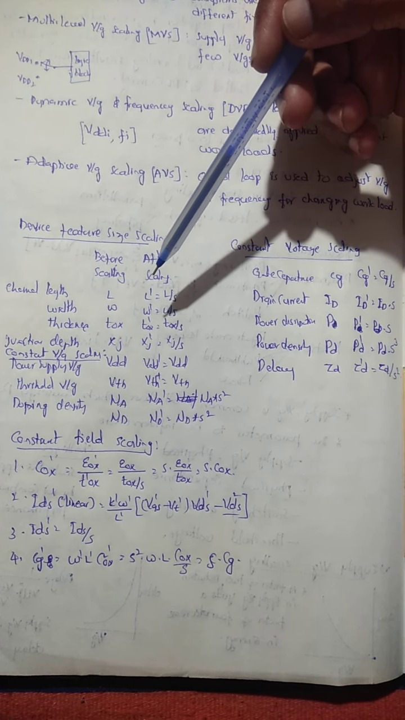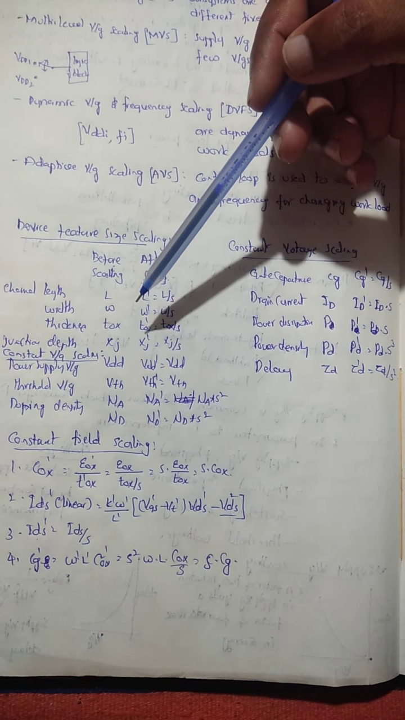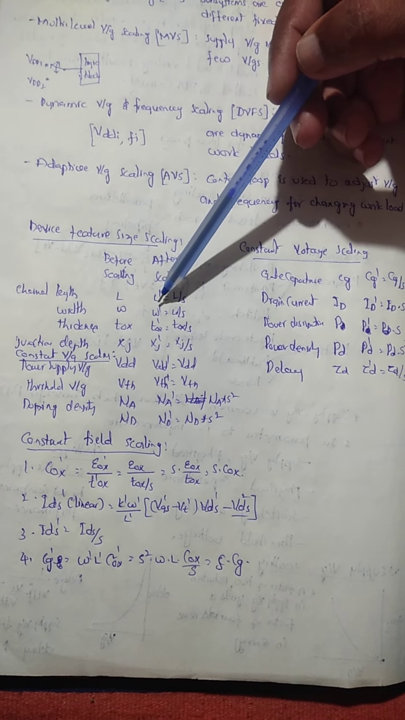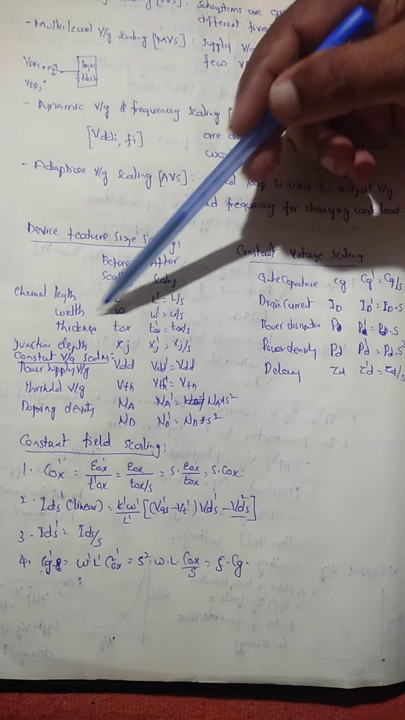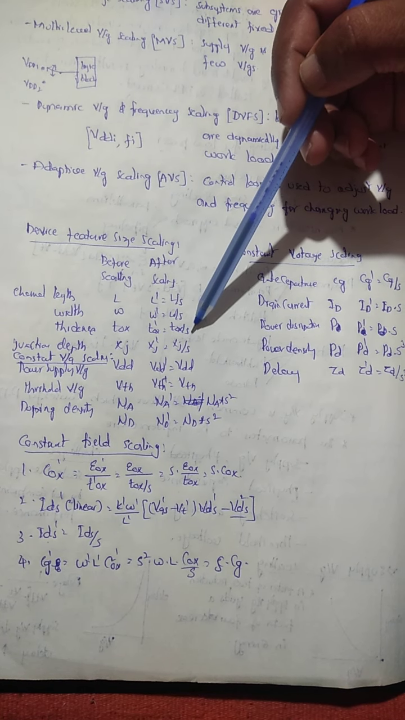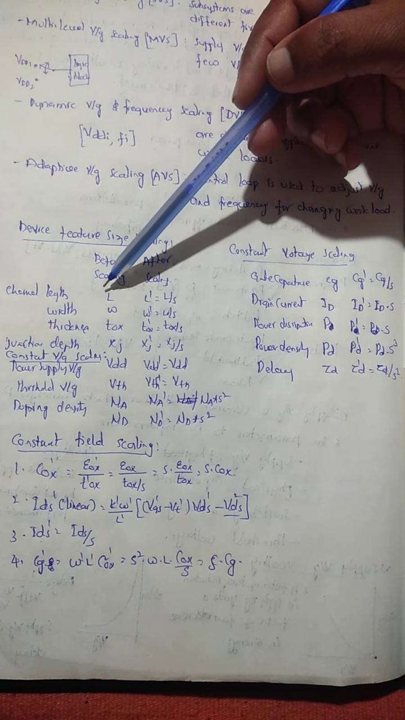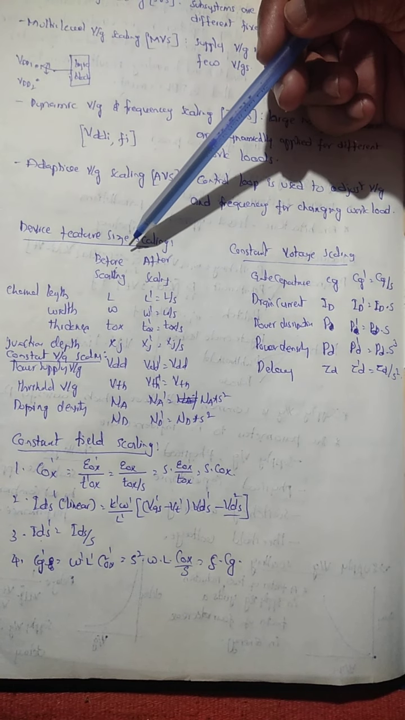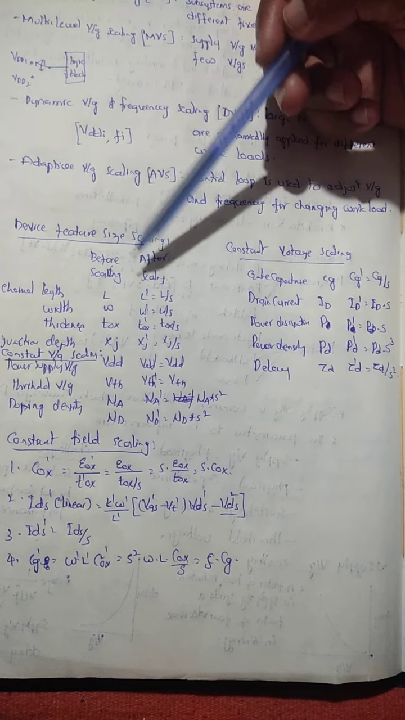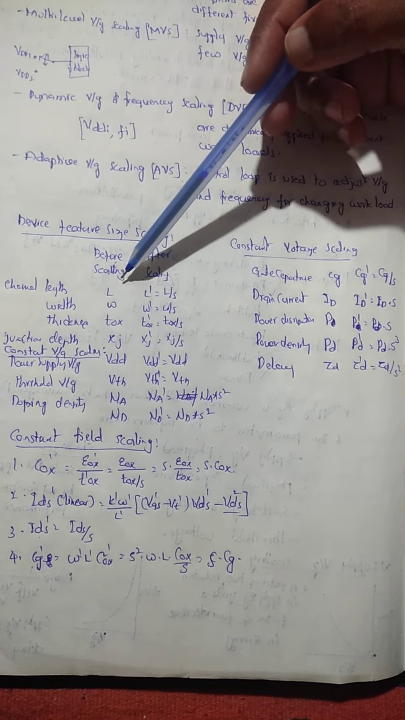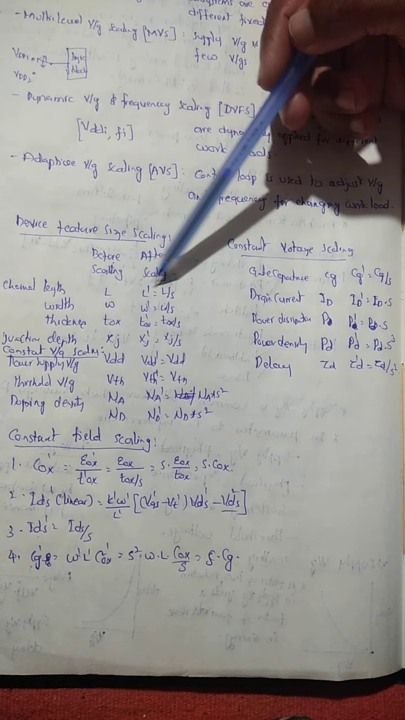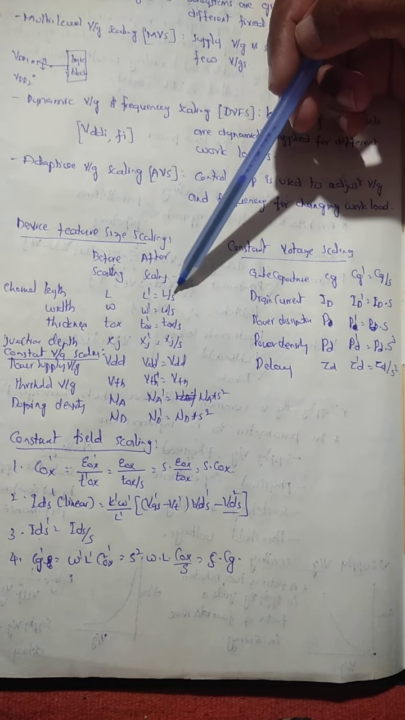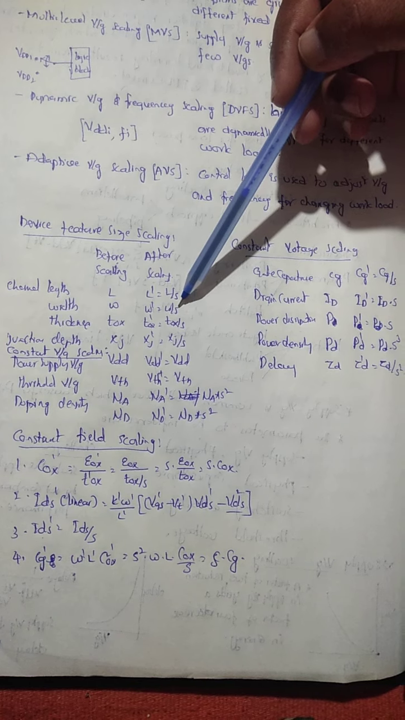The thickness of silicon dioxide, TOX, is reduced when we move from one technology to another. Here you can see that the thickness is reduced by S. When moving from one technology to another, because of this scaling, we are supposed to reduce the size. Before scaling it is L. After size scaling, L is reduced by a factor of S, and the width is also reduced by a factor of S.